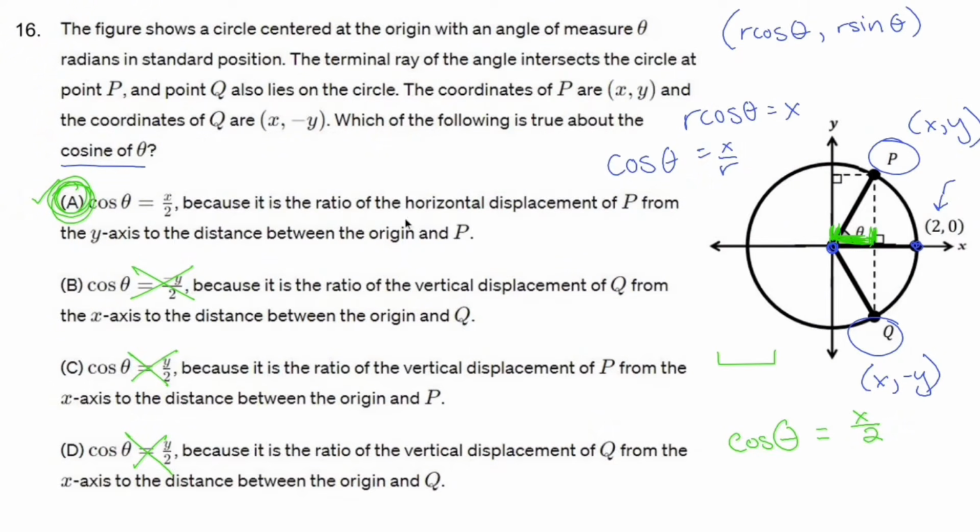Also, it's the ratio, which means the fraction of the horizontal displacement. So x is the horizontal displacement to the distance between the origin and P. And that's where 2 comes from. So it's the ratio of the horizontal displacement over the distance, which is 2. So it all kind of connects. Sine would be the ratio of the vertical displacement, and so you would get something like sine of y over 2. But that's not what we have here. We are dealing with cosine because that's what it asked for.